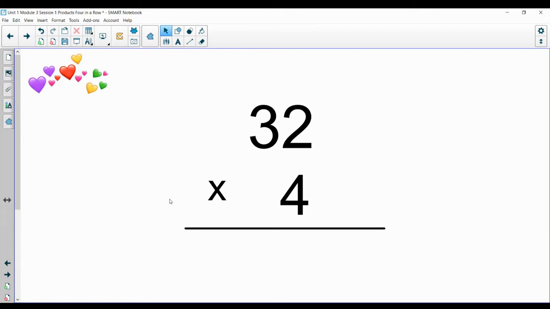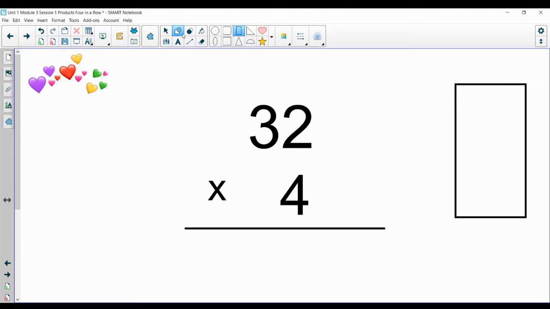We did go over working with the partial products. This is a little pre-teaching. It will not be on the test. But if we did 32 times 4, that's like saying 32 rows of 4. And we could divide this into parts like we've been working on, and we can make them simpler. Take that 32 and break it into 30 rows of 4 and 2 rows of 4.